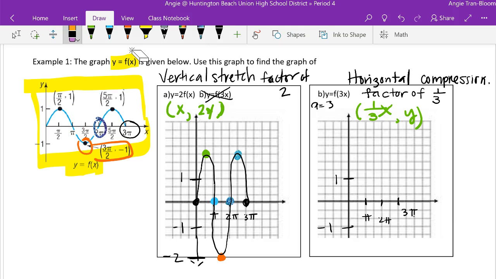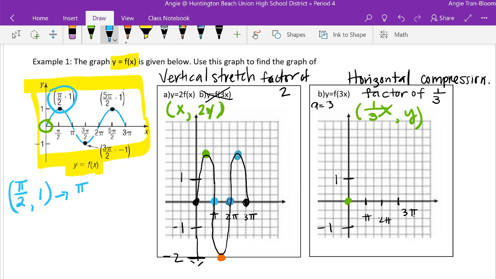Let's start with my points. If you have to do some basic math, okay. 0, 0 is now what? 0, 0. Okay, that's not going anywhere. Okay. Ooh, this point. Pi over 2, comma 1 is now what? Pi over 6. It's pi over 6 because I have to times it by 1/3, right? I don't have pi over 6 anywhere in my grid, guys. So how would I plot it?